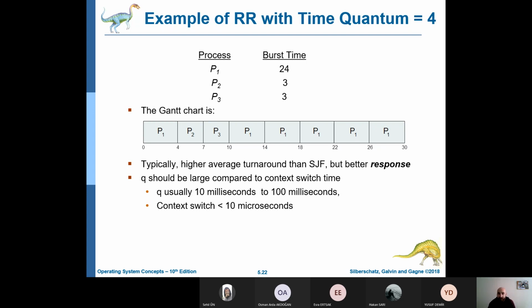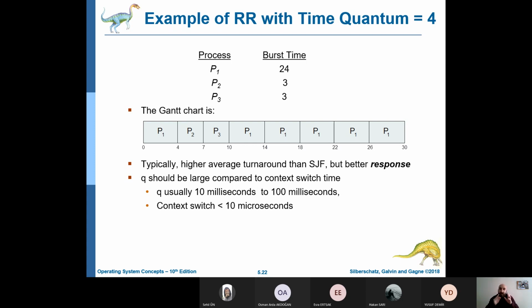So this is how you can find the average waiting time for the round-robin algorithm. But again, the most important part of the round-robin algorithm is selecting the time quantum. In this case, we chose the time quantum as 4 milliseconds. Let's assume that we choose the time quantum as 24 milliseconds. We are going to start with P1, and we are going to give 24 milliseconds to each process. So we are going to execute P1 for 24 milliseconds. At that point, P1 will be terminated, and then we are going to execute P2 and P3.